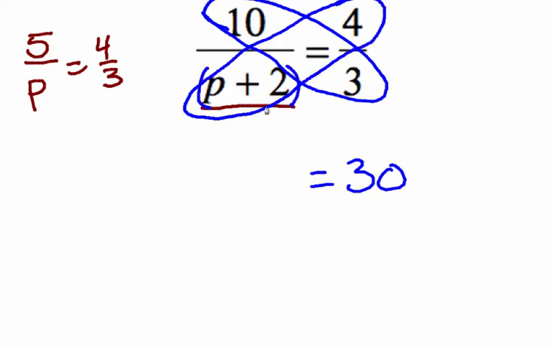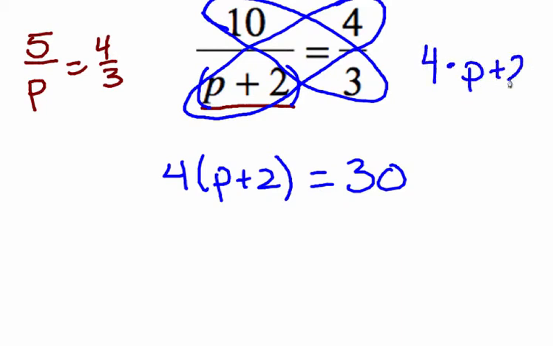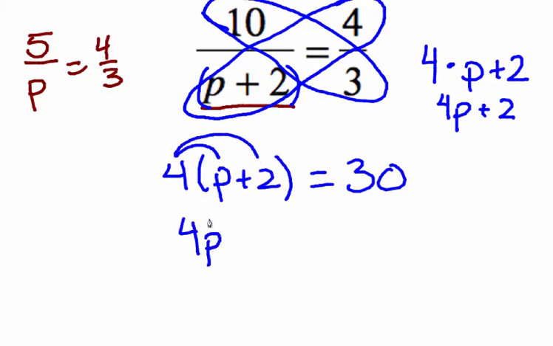So we're going to multiply 4 by the entire denominator, which means we need to write it in parentheses as 4 times (p plus 2). Writing 4 times p plus 2 without parentheses means 4 times p, but not 4 times 2. Writing it with parentheses means now we're going to distribute. 4 times p is 4p, and 4 times 2 is 8.